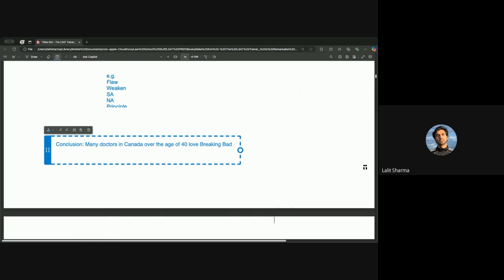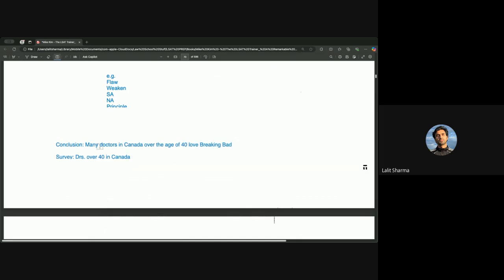Who should I be surveying then? If I want to prove this conclusion, who should I be surveying? People over the age of 40. Who over the age of 40? Doctors, I guess. Doctors over the age of 40 in Canada, right? So it just has to be consistent. If my conclusion is about doctors in Canada over the age of 40, I better only survey doctors in Canada over the age of 40.